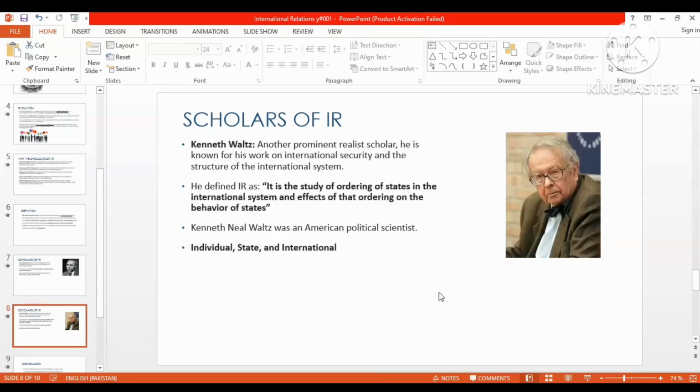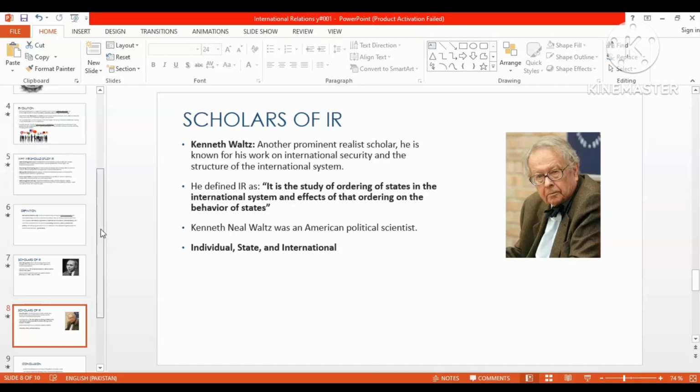Okay. Then we have another prominent scholar of international relations, Kenneth Waltz. He was an American political scientist and he was also a realist scholar. He is known for his work on international security and the structure of the international system. He defined IR as the study of the ordering of states in the international system and the effects of that ordering on the behavior of states. He also gave levels of analysis such as the individual, state, and international level.